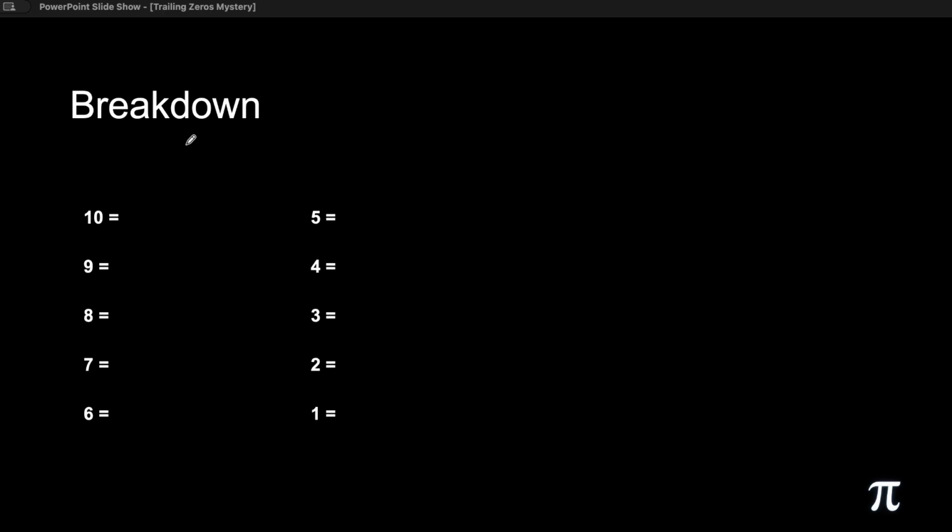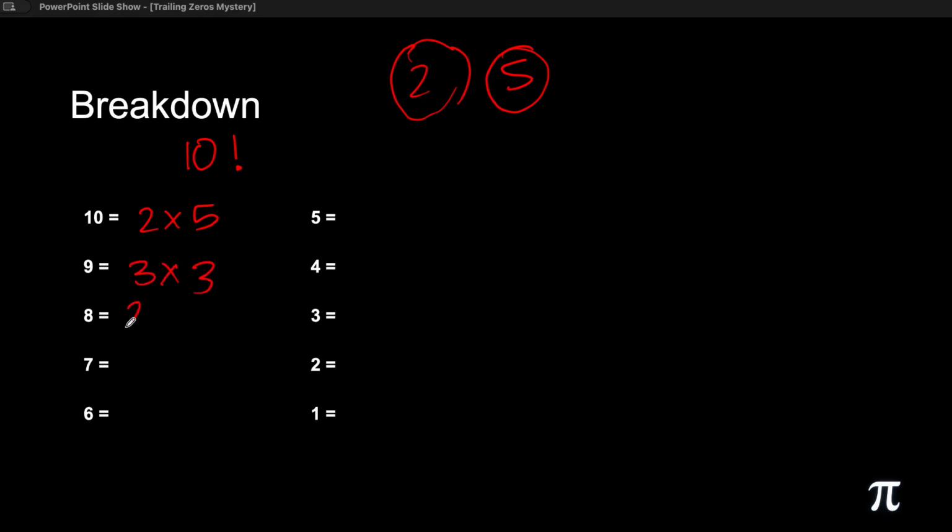So now let's try and prime factorize all the numbers being multiplied in 10 factorial. And this way we can see a breakdown of the prime factors and pay close attention to the 2 and 5, which we know will get us to 10. So starting with 10, we know 10 prime factorized is 2 times 5, 9 is equal to 3 times 3, 8 is equal to 2 times 2 times 2, 7 is just 7 because it's prime, 6 is 2 times 3, 5 is just 5 because it's prime, 4 is 2 times 2, 3 is just 3 because it's prime, 2 is just 2 because it's prime, and 1 is 1.